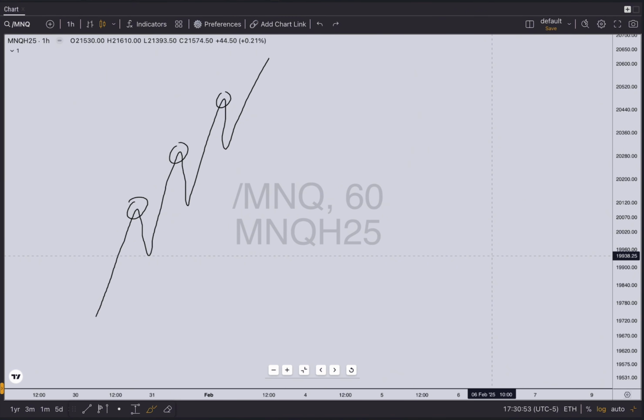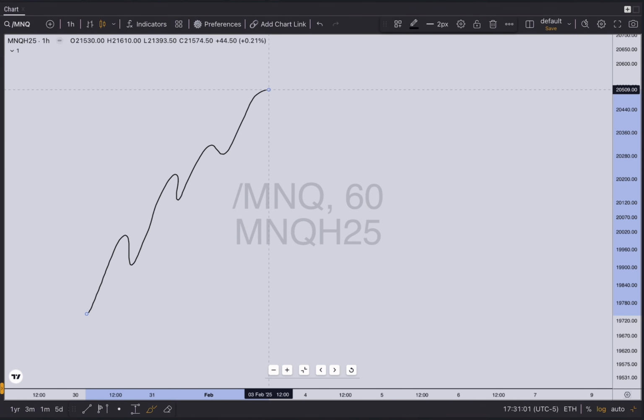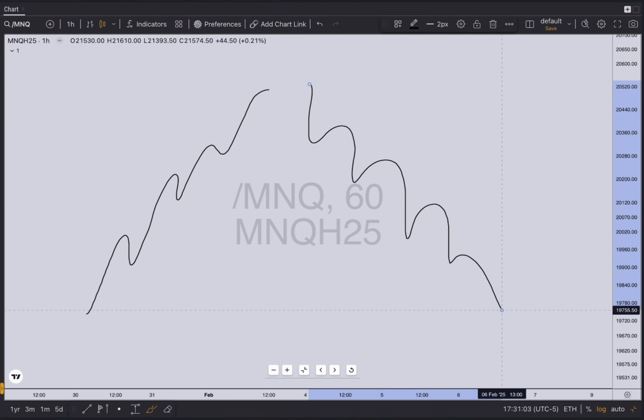So now that we've talked about what a trend is, it's pretty basic, pretty simple. Just a market that's making higher highs, higher lows, that's bullish. Lower lows, lower highs, that's bearish.